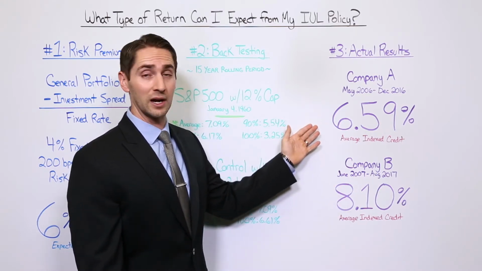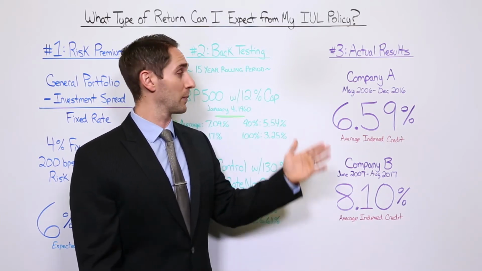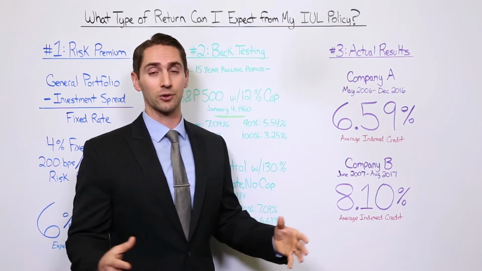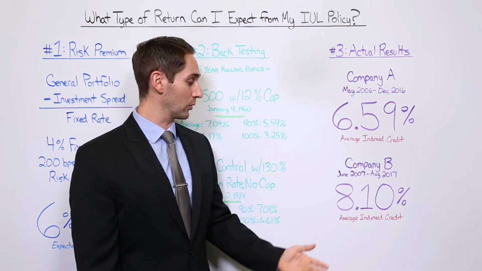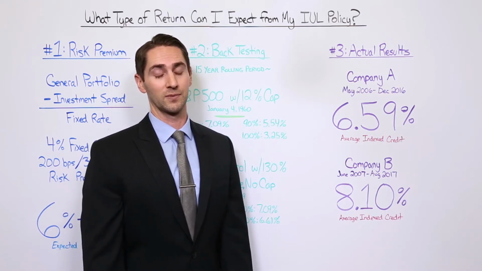Now, again, this is not an apples-to-apples comparison because we're using two different time frames, as well as Company A with every single policyholder and every single index allocation available, with Company B just one specific product and one specific index.